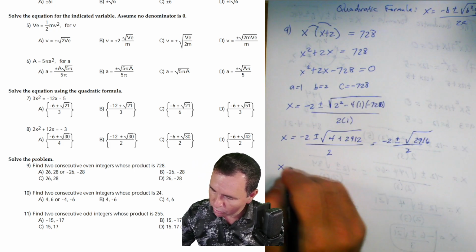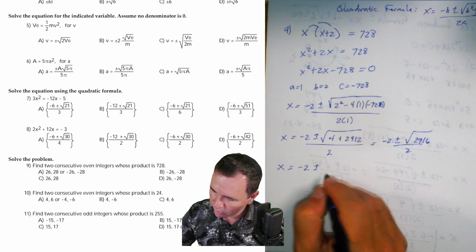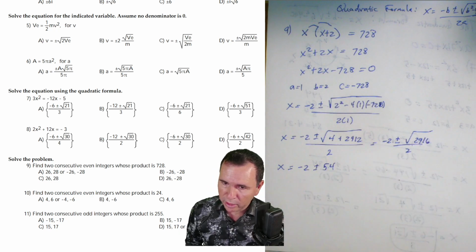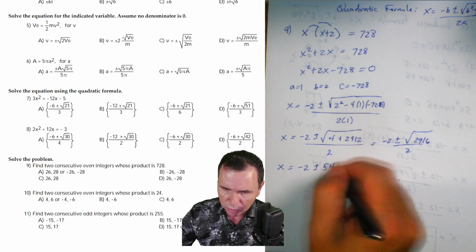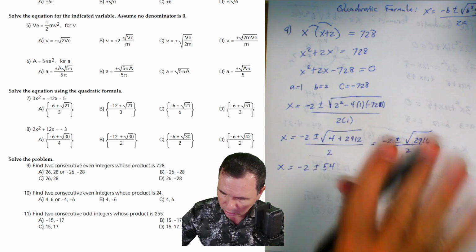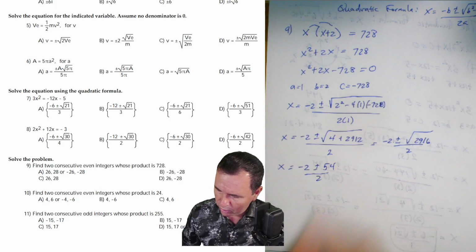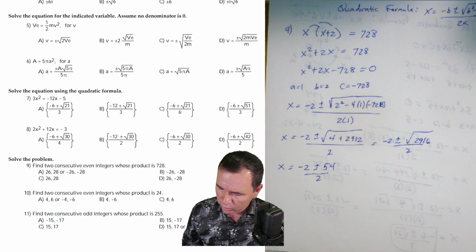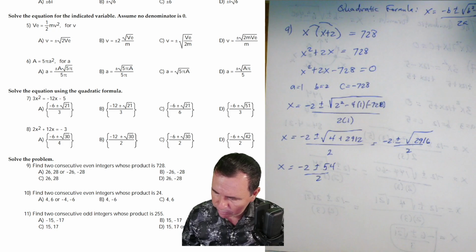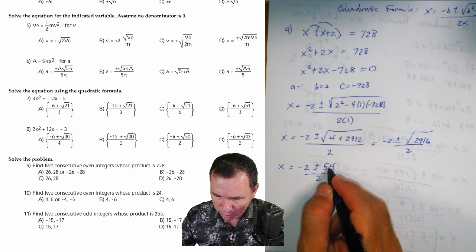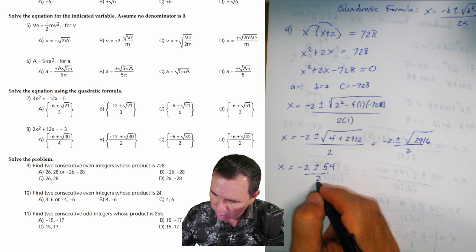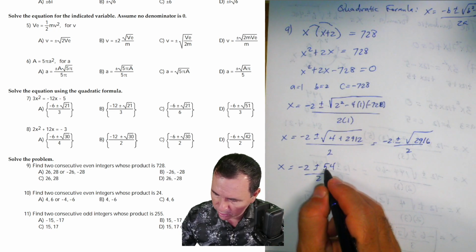So x is equal to negative 2 plus or minus 54. Now, don't put the square root again. Some people put the square root one more time. No, once you took the square root, there is no more square root. You already did it. All right, and then there's going to be two situations, right? There's where I add 54 and then divide by 2, and where I subtract 54 and then divide by 2.